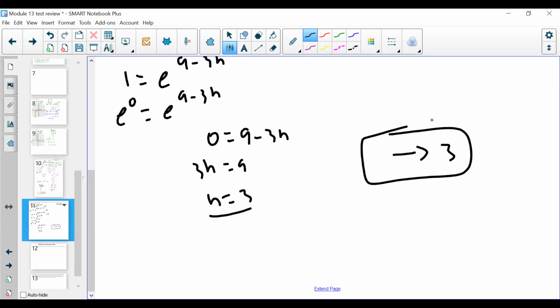Because h is positive. The h value itself will always tell you if you're going left or right. If it's positive, it's to the right. If it's negative, it's to the left. But in the equation, because it's minus h, that's where it looks a little weird, where minus 3 in the equation really just means to the right by 3. But anyway, that's how you do that problem.